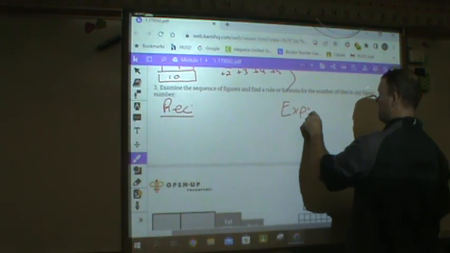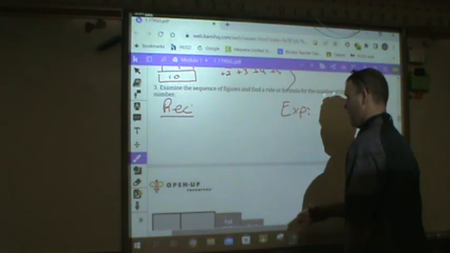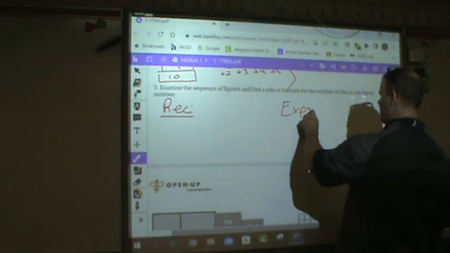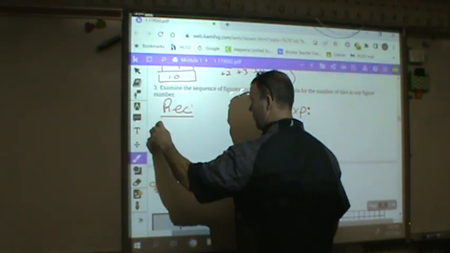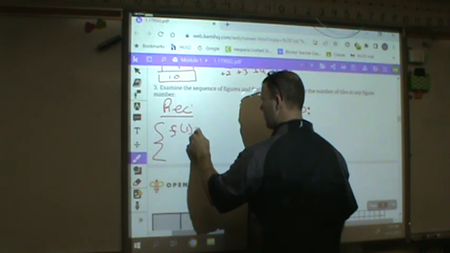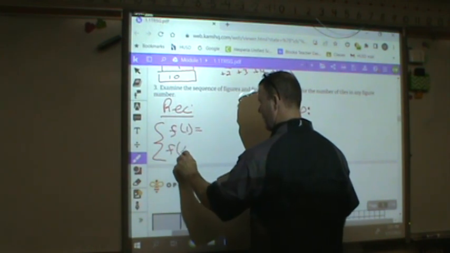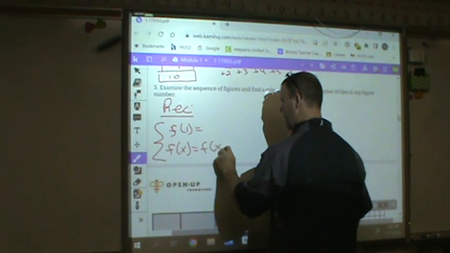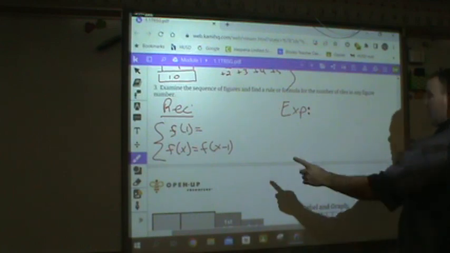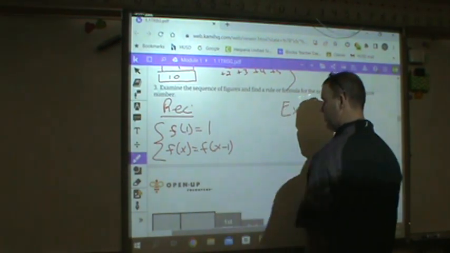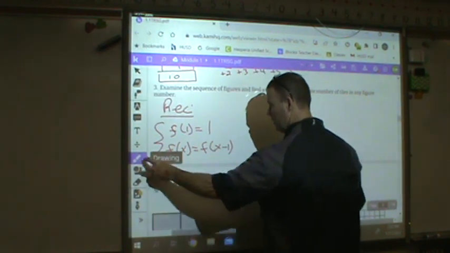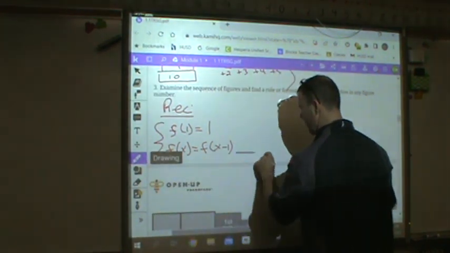We're going to come up with an explicit and recursive formula for both of these. Now, the explicit one's going to be a little more difficult. The recursive one, most of that isn't going to be bad. That's going to be f of 1 equals, and f of x equals f of x minus 1, and then some information. Well, f of 1 is the first term. The first term is 1, so I have most of it finished.